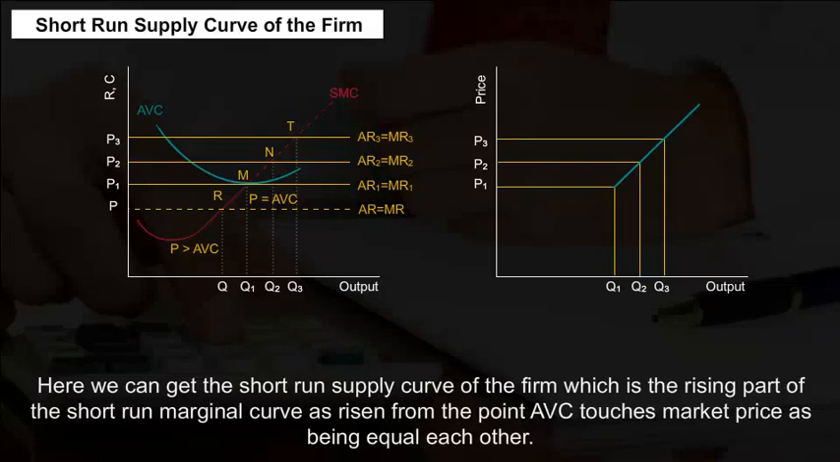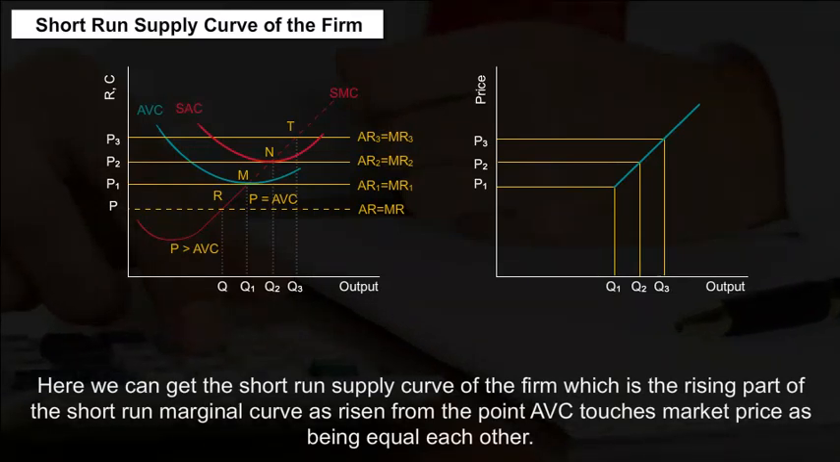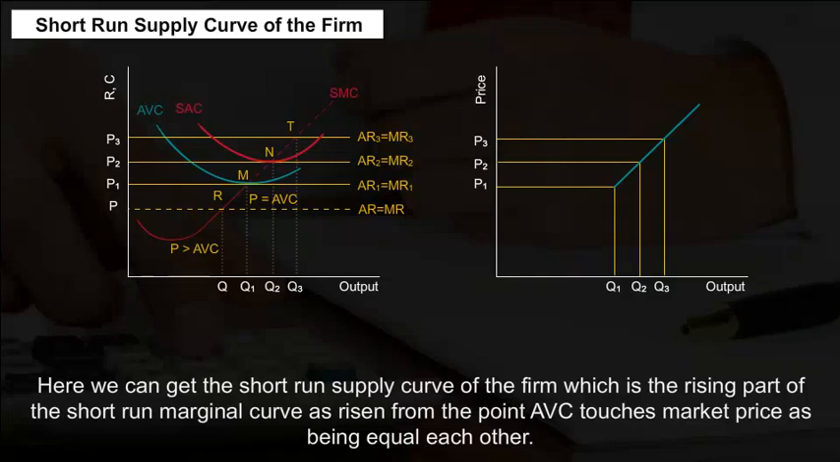Here we can get the short-run supply curve of the firm, which is the rising part of the short-run marginal cost curve, rising from the point where AVC touches the market price, being equal to each other.